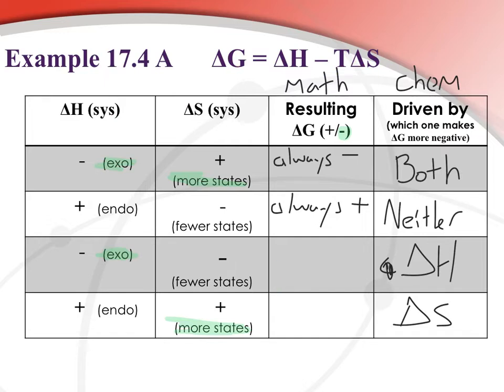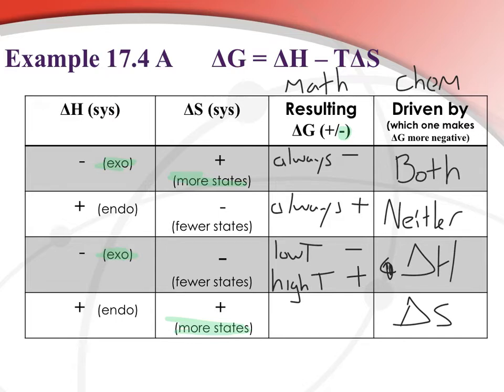Okay, so at a low temperature, the entropy is not as important, and the entropy is not favorable in this case, which means delta G will be negative, because now the enthalpy takes over. But at a high temperature, delta S becomes more important. At a high temperature, this term is bigger than this term, so delta S takes over, and my delta G becomes positive because my entropy drives that to be a positive number.